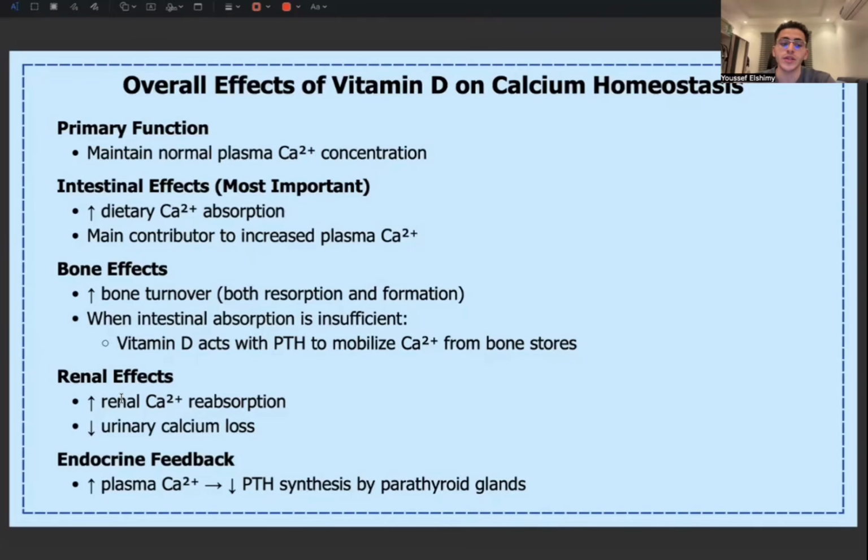Then we have also renal effects. It's similar to PTH. It increases renal calcium reabsorption and decreases urinary calcium loss. And it also plays an endocrine feedback role. Whenever there's a high calcium, we don't need more calcium, so it decreases PTH synthesis by the parathyroid gland.